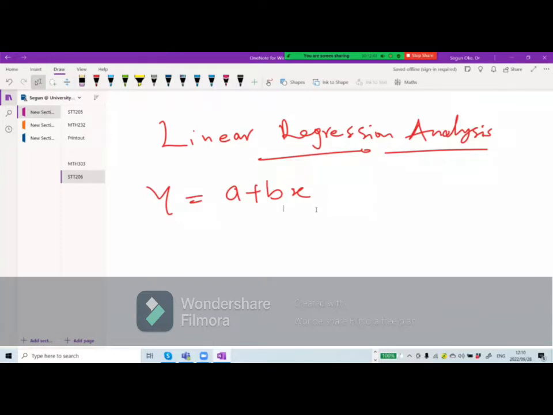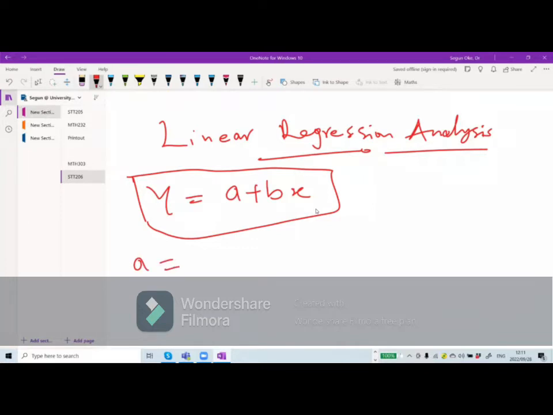Okay, I just put the linear regression analysis. Under linear regression analysis, if you check some of your past questions, you always see this particular model there, this equation, or you call it a model. What is A? What is B equal to? We have to define them. Once you can define the two, this is what we call regression analysis.